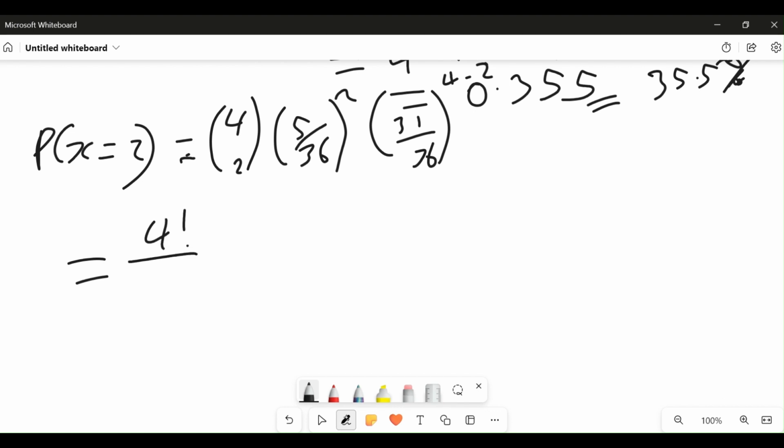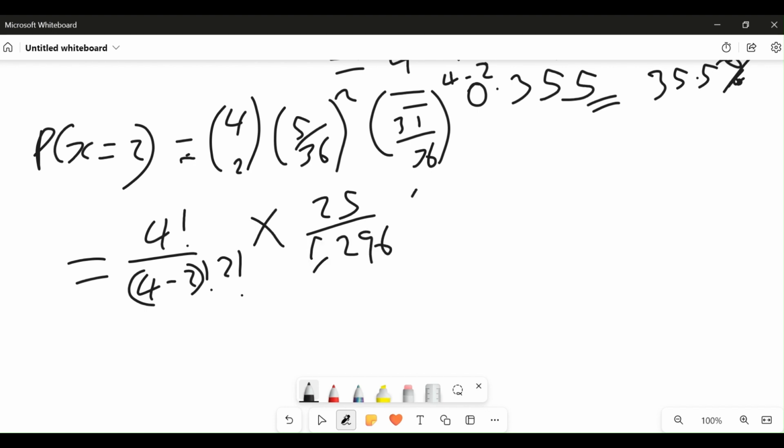Okay, so here what is 4 combination 2? That will be 4 factorial all over 4 minus 2 factorial, 2 factorial, times 5 raised to power 2, that will be 25. What is 36 raised to power 2? That is 36 times 36, that's 1296. Then 31 raised to power 2 is 31 times 31, that's 961 all over 1296. This is because 4 minus 2 is equal to 2.